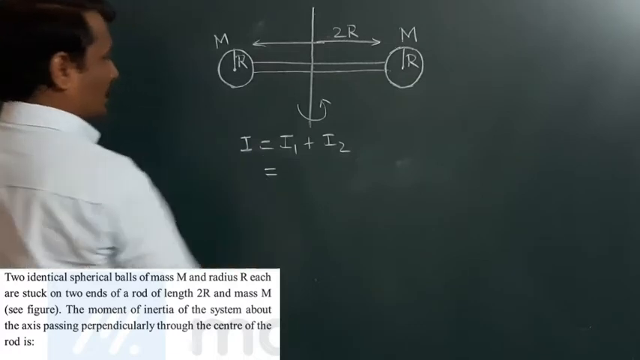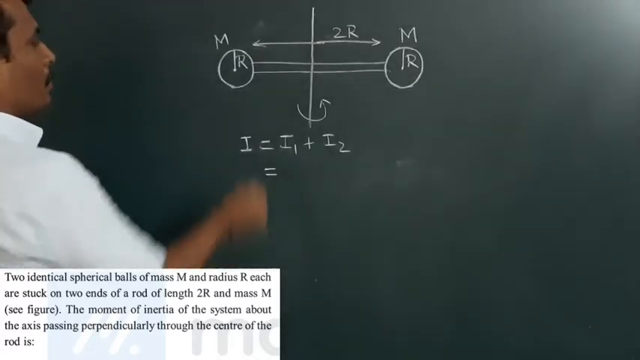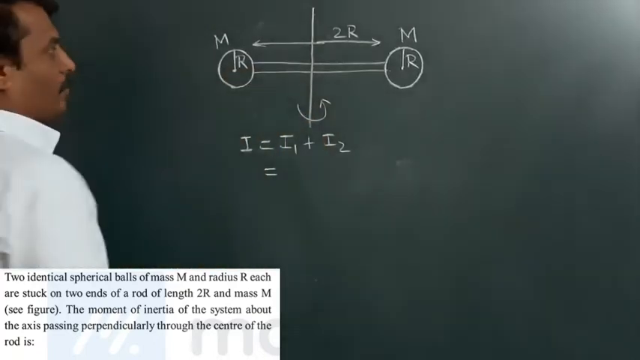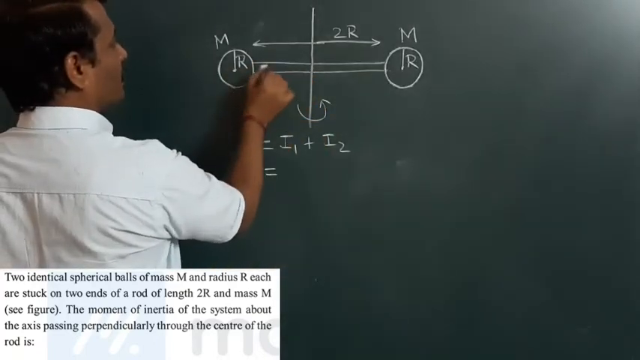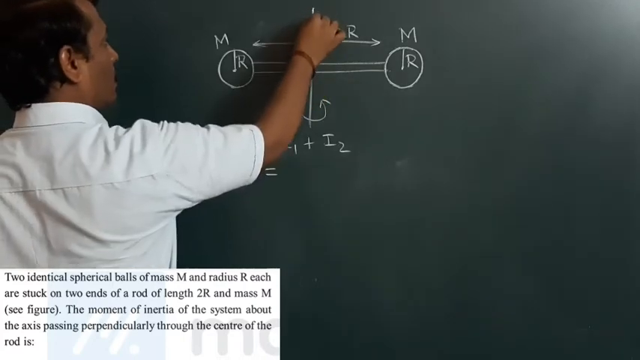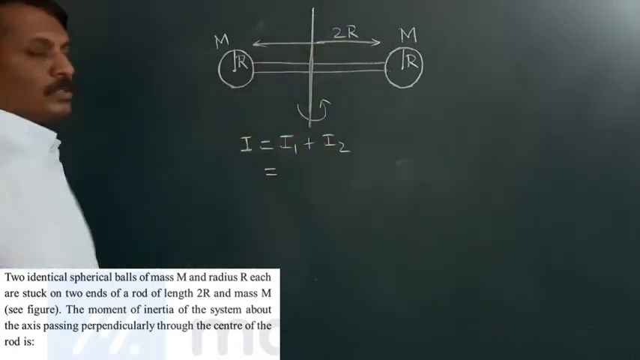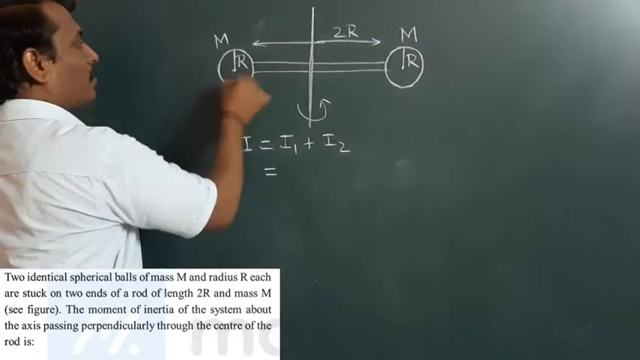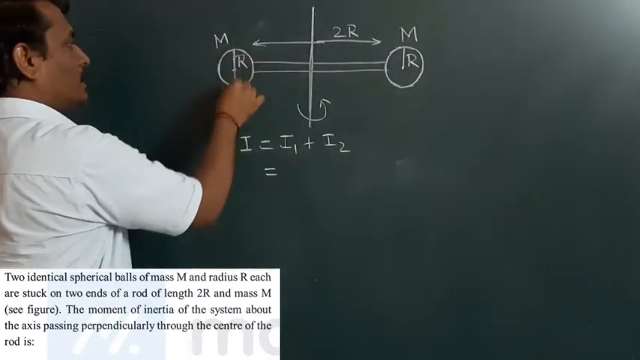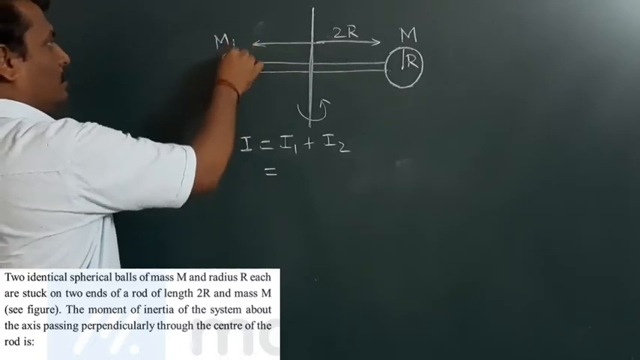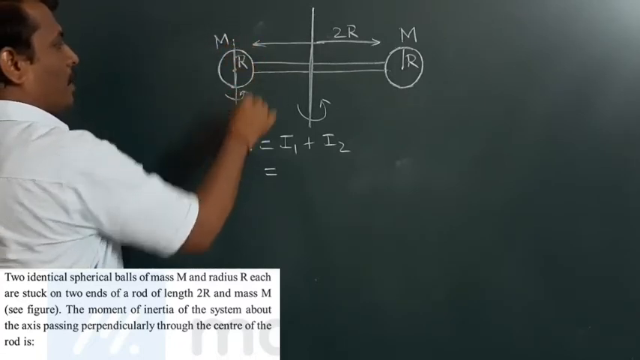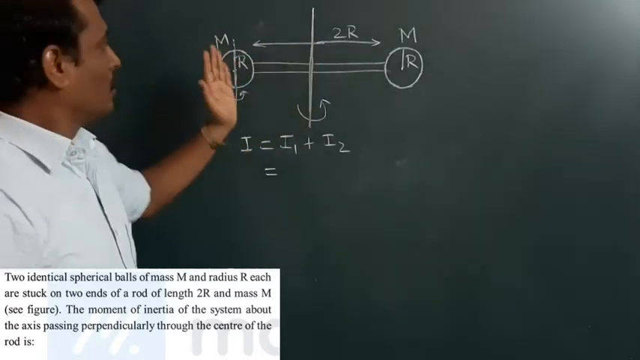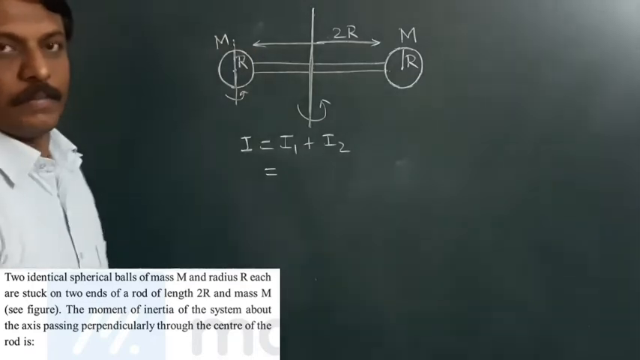Okay, yes. So here the moment of inertia of the spheres about this axis we have to find out. So to find the moment of inertia of the sphere about this axis, we make use of parallel axis theorem, because we know the moment of inertia of the sphere about its diameter. We know this moment of inertia. Okay, but we want moment of inertia of the sphere about this axis. So we apply parallel axis theorem.